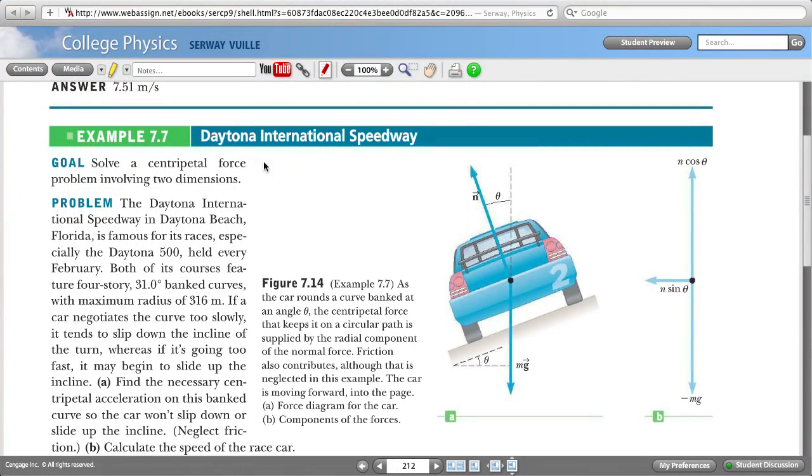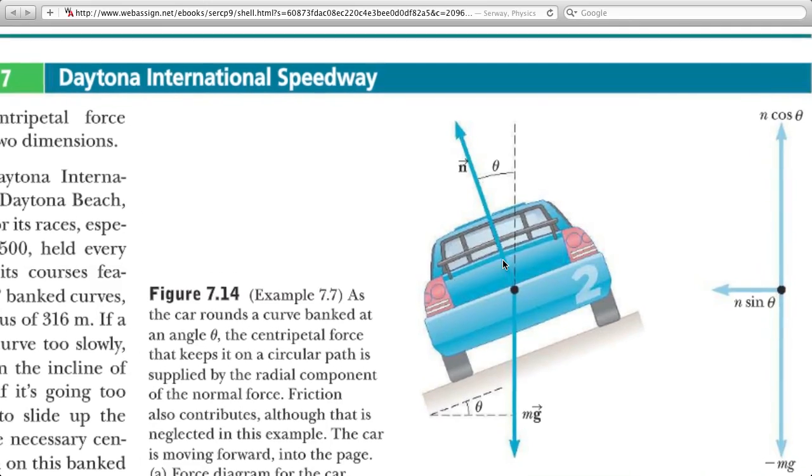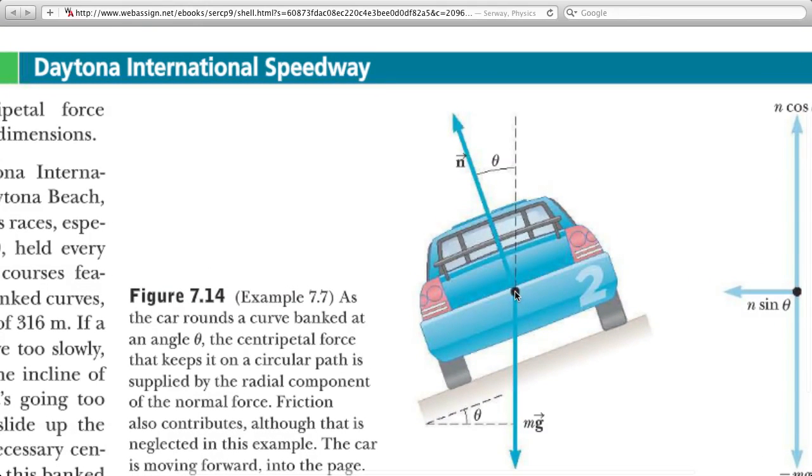So in example 7.7, we have this car that's turning on a banked track. Notice we have this track that's banked at this angle of theta. And notice how they do the force diagram on the car. We have the force due to gravity that's acting on this center point on the car straight downward. It's not perpendicular to the track because the track is not flat. So it is straight downward to the earth even though the track is not level with the earth.